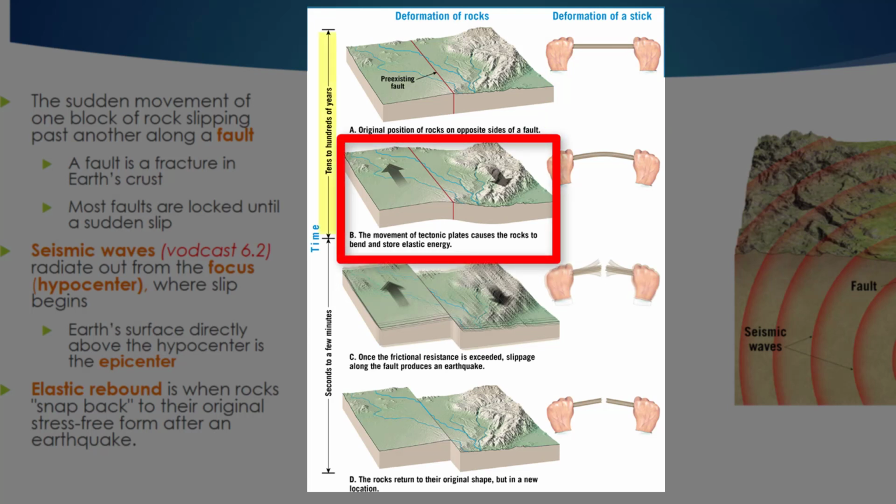And it's important to note that this process occurs slowly. We're talking about timescales of tens or even hundreds of years. If we're looking at a transform plate boundary, you see that the plate on the left wants to move in the northern direction, and the plate on the right wants to move in the southern direction.